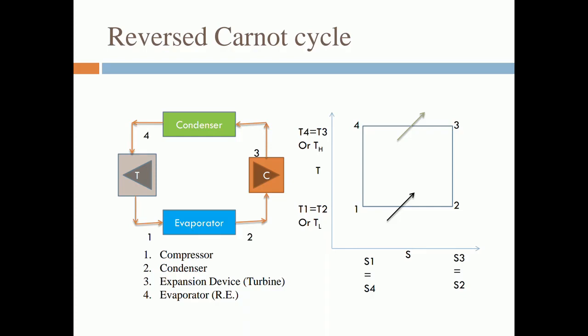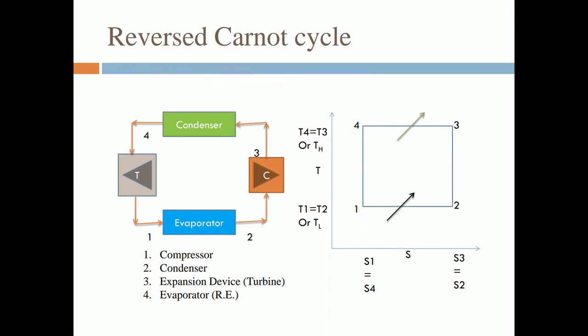Now as we know, in the reverse Carnot cycle we have four processes. Out of the four, two processes are isothermal, meaning constant temperature processes. One is the condenser, a constant temperature process, and the evaporator is also a constant temperature process. And two processes are isentropic, meaning entropy remains the same. So the compressor and the turbine, the expansion device, are both isentropic processes in the reverse Carnot cycle.